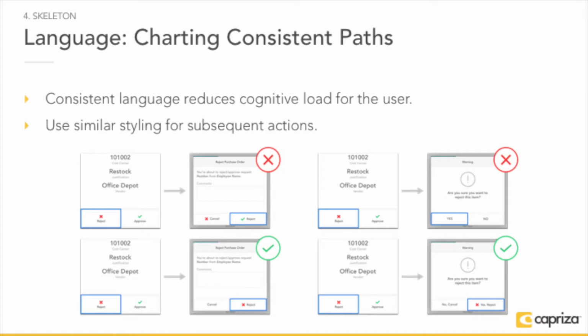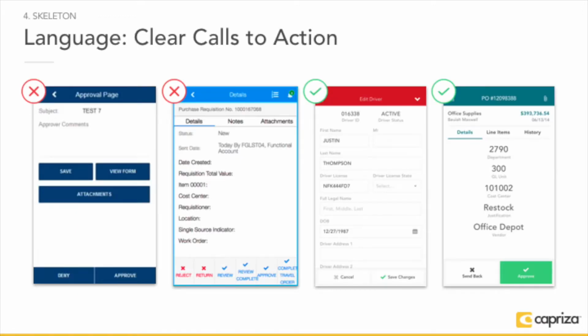This also applies for yes and no follow-up pages. Chart a consistent path by labeling the affirmative action on the following page with the same language and styling. Careful attention to charting consistent paths results in big boosts in usability and is often overlooked.